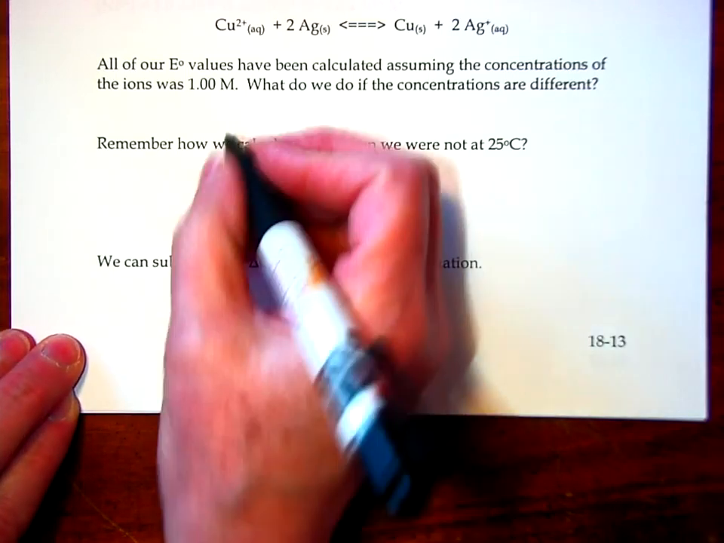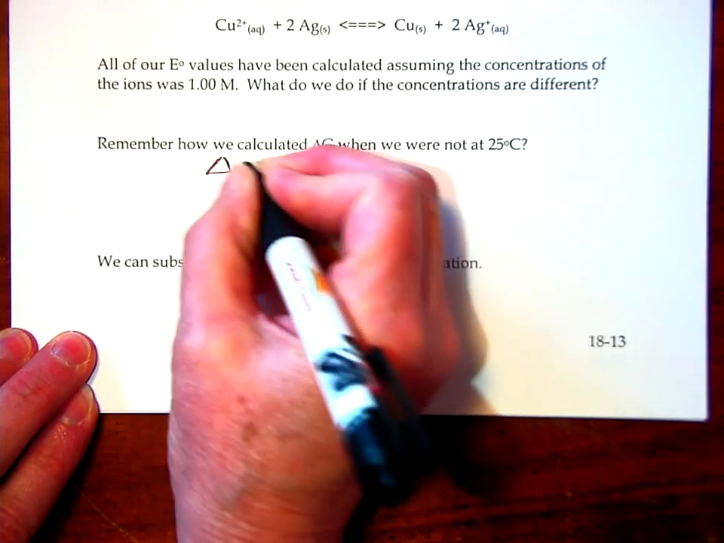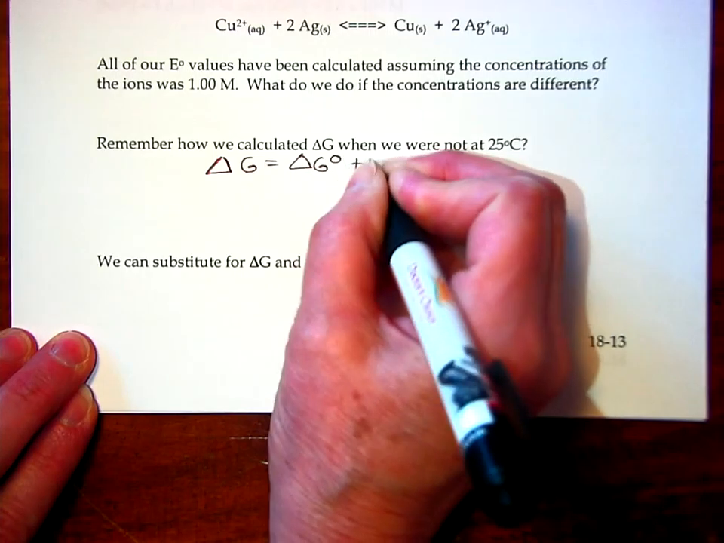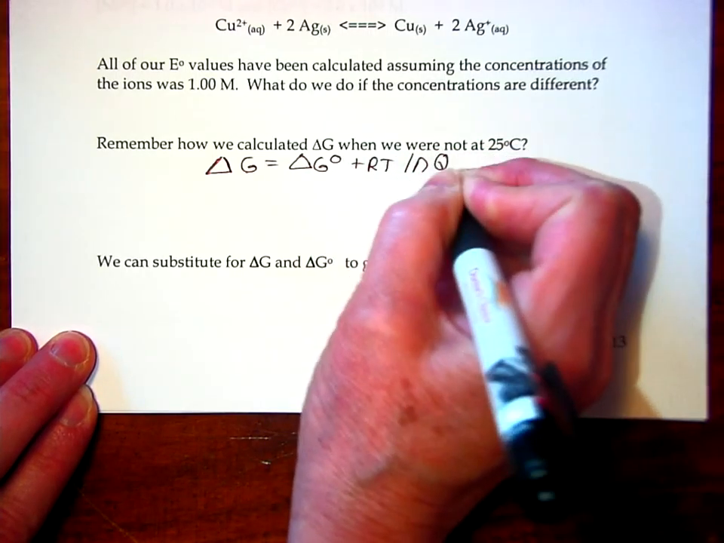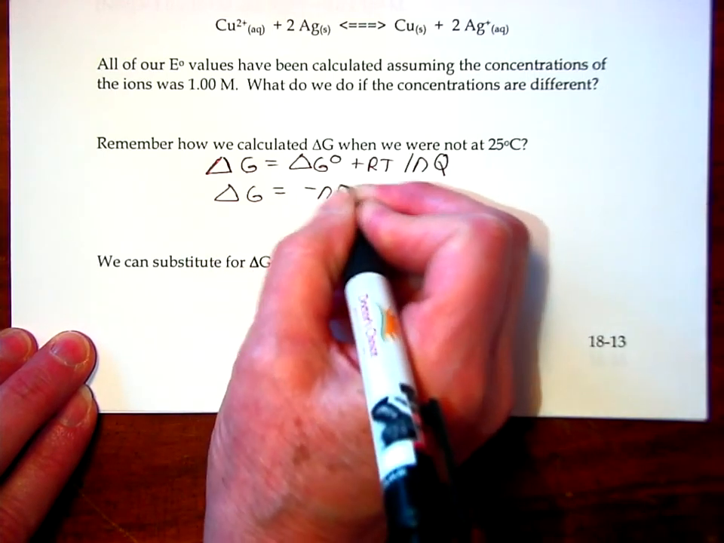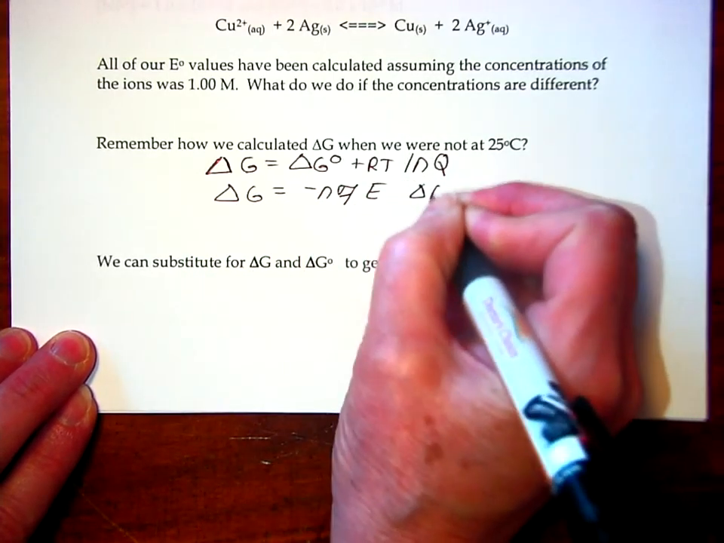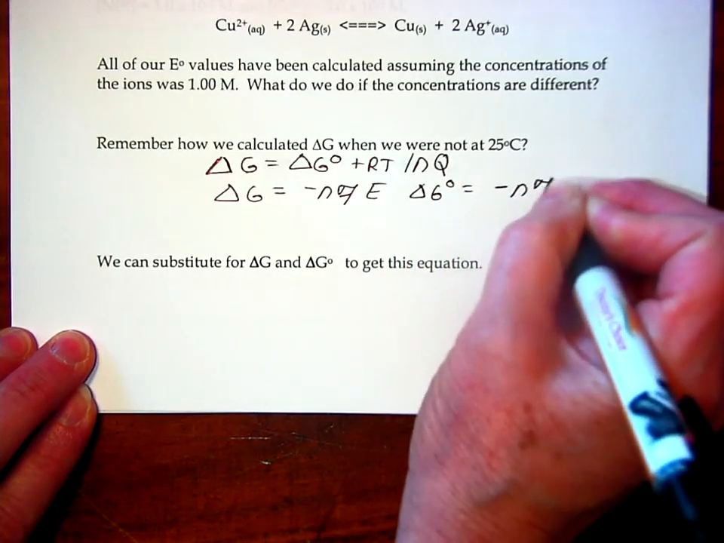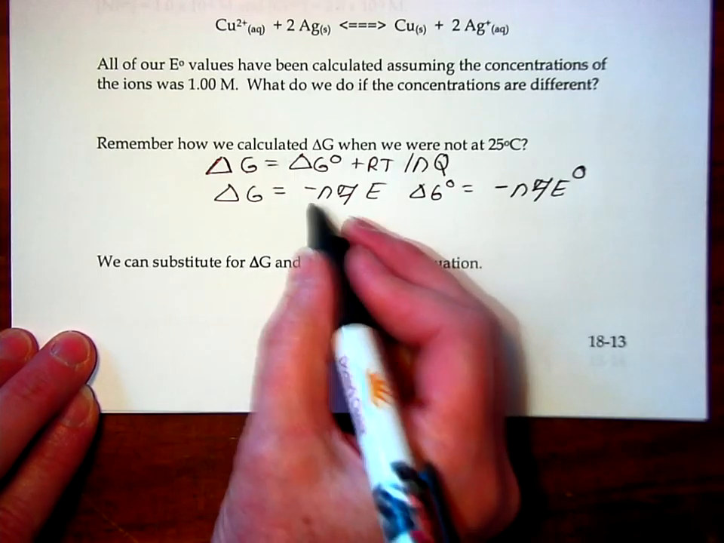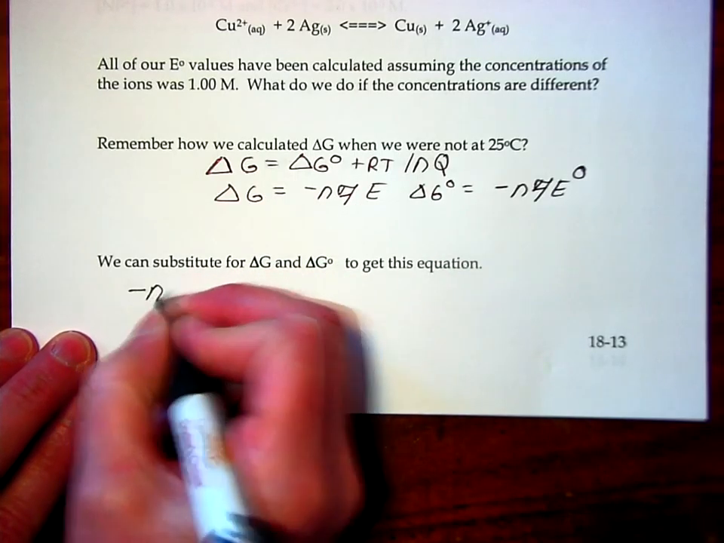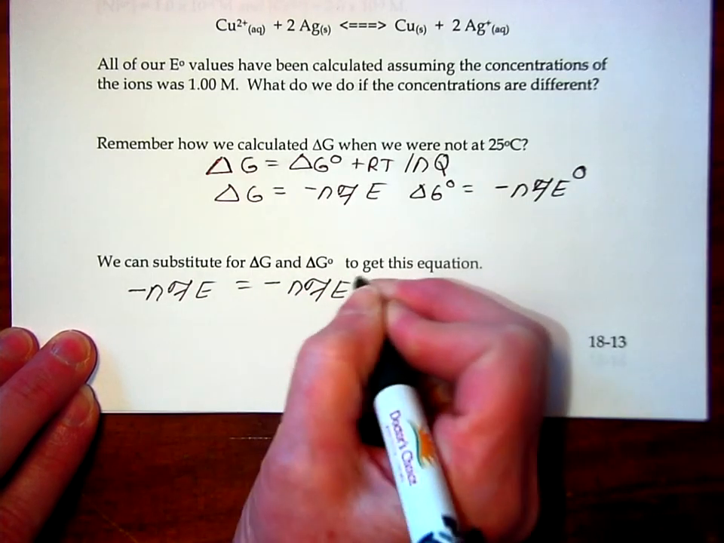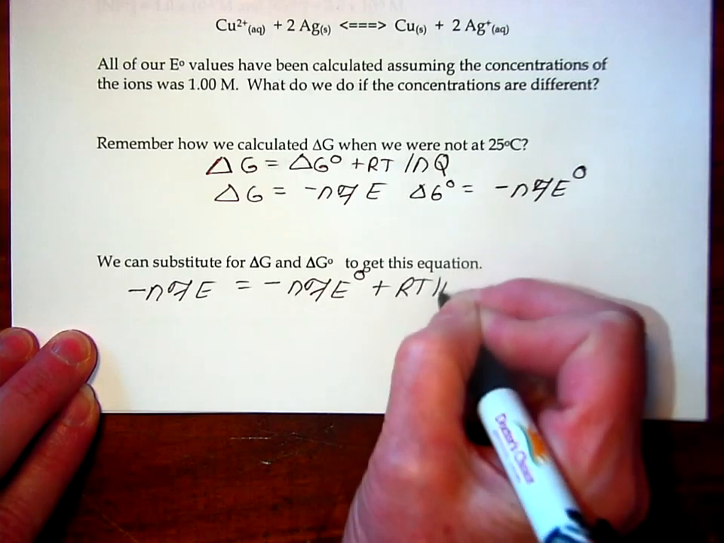And thinking back a few chapters to free energy, we said that the free energy G is equal to delta G0 under standard conditions plus RT times the natural log of Q, the ion product. And we remember that delta G was defined as minus NFE. So delta G0 is equal to minus NFE0. So we can substitute in. And when we do this, substituting negative NFE for delta G, we get minus NFE is equal to minus NFE0 plus RT times the natural log of Q.